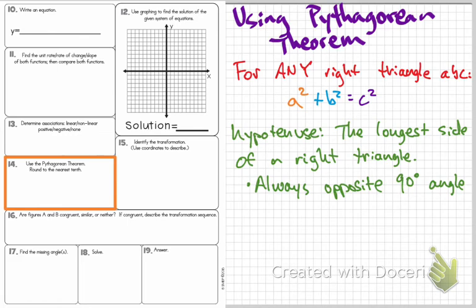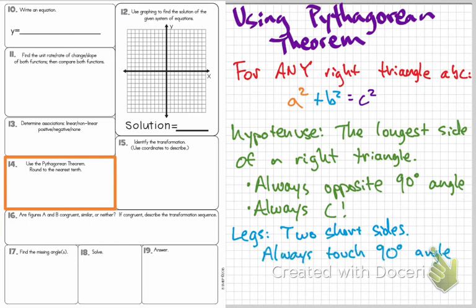There's something else about the hypotenuse that is important, and that is that the hypotenuse is always going to be C. And that leads us to the legs. And the legs are going to be the two shorter sides. So the longest side is the hypotenuse, and the legs of our triangle are going to be the two short sides. And the two short sides always touch the 90-degree angle. The hypotenuse never does because it's opposite of the 90-degree angle. And the two short sides are always going to be A and B.